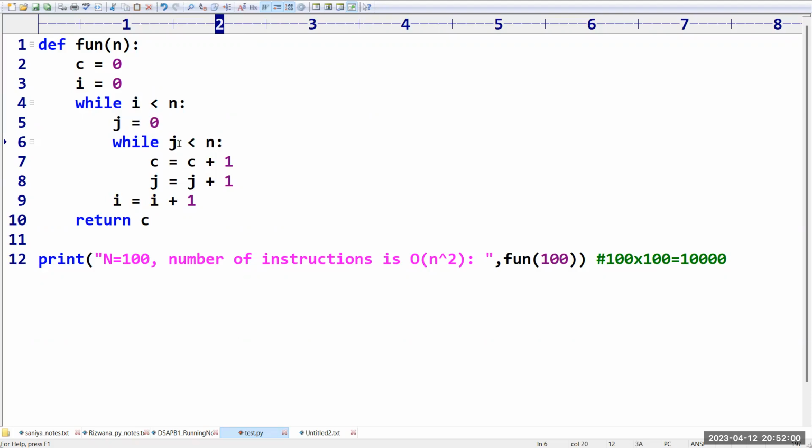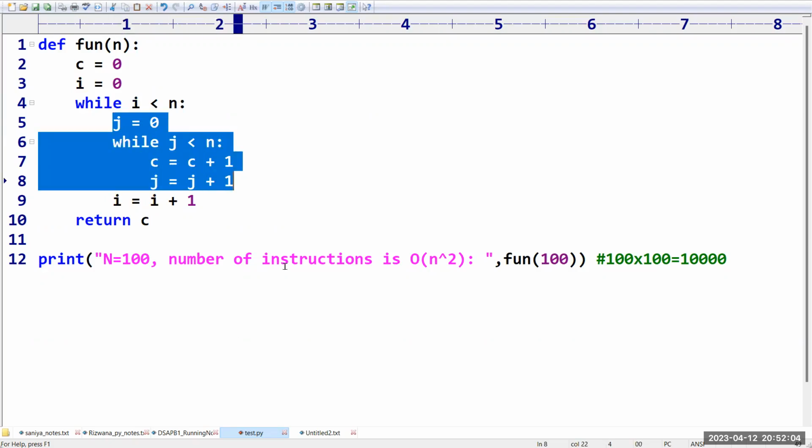Is there any dependency value for I? Suppose if your n is equal to 3, how many times is this J loop going to run, sir? Can you please tell me? If n is equal to 3, how many times is the J loop going to run?